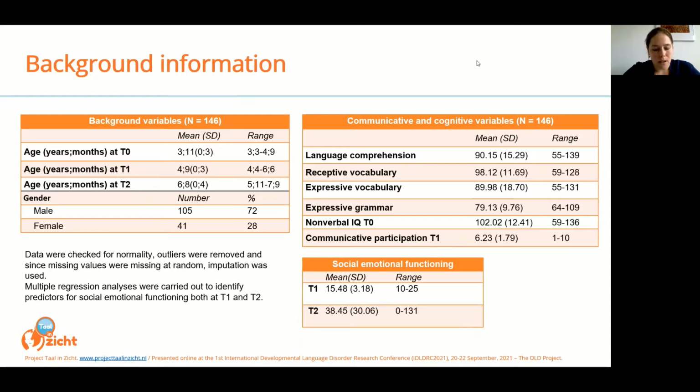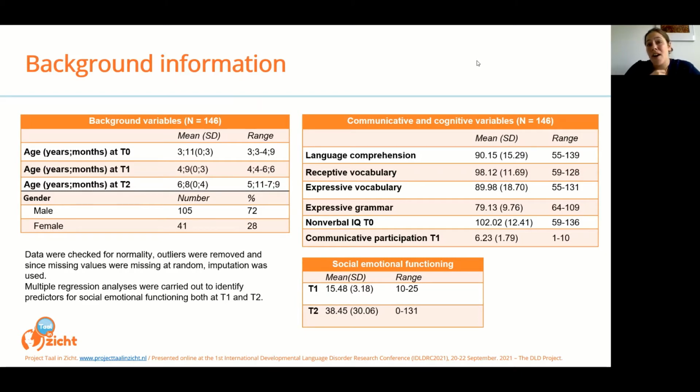So over here, you can see whose data we've actually been using, right? So it's 146 children that have completed data collection at T0, T1, and T2. And out of these 146 children, 105 were boys. So we've displayed the mean age at the different time points, as well as their language and cognitive scores, IQ, at T0. Social emotional functioning scores are also displayed here at the bottom right.